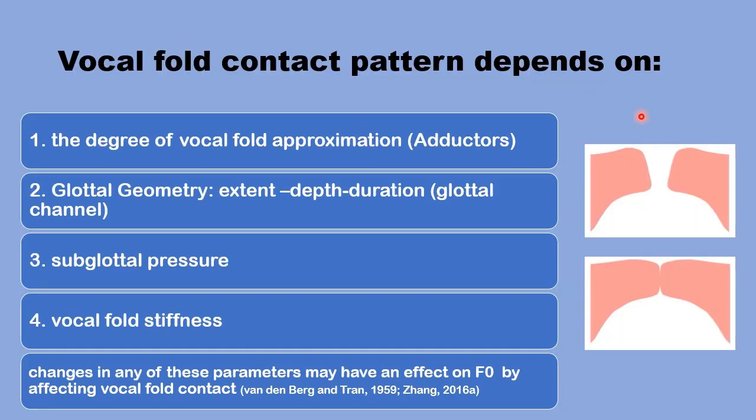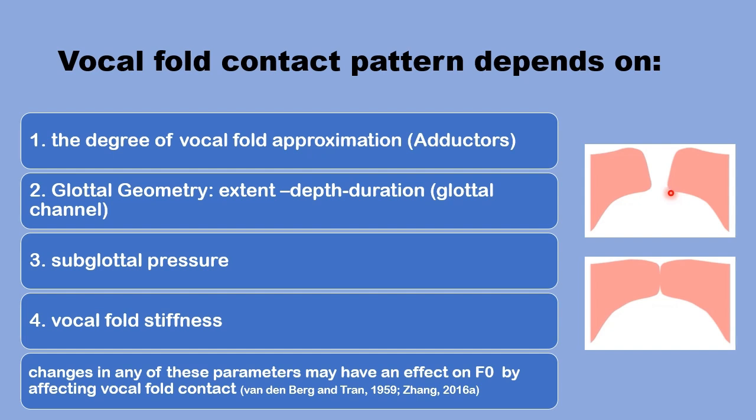So to sum up the factors that influence the vocal fold's contact pattern, the way the medial ends of the vocal folds meet up in the midline during oscillation will depend on things like the degree of vocal fold approximation under the influence of the adductors. This is how the lateral cricoarytenoideus, the interarytenoideus, and also the thyroarytenoideus can affect the contact pattern. The other factor is the glottal channel geometry, the extent and the depth, and also the duration.